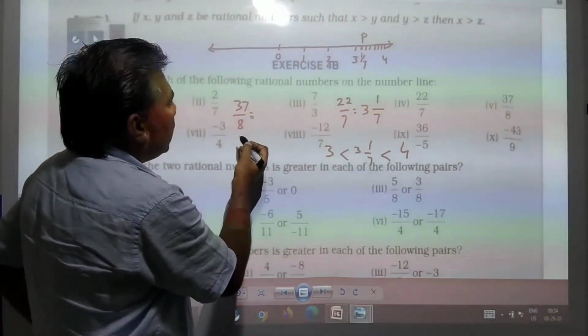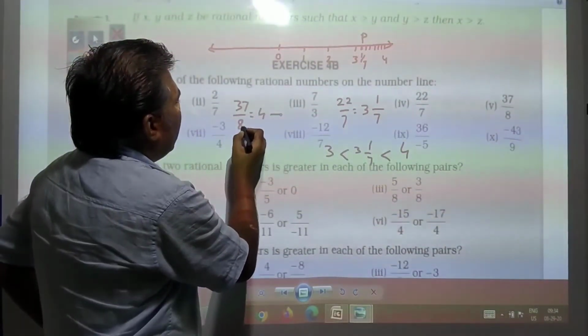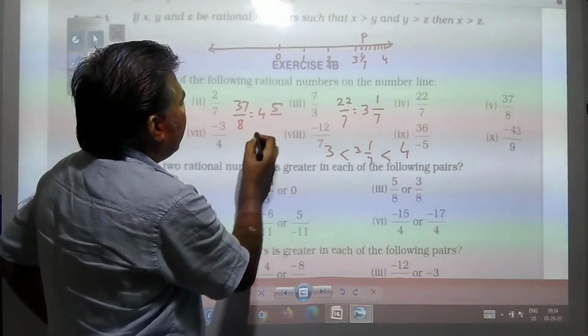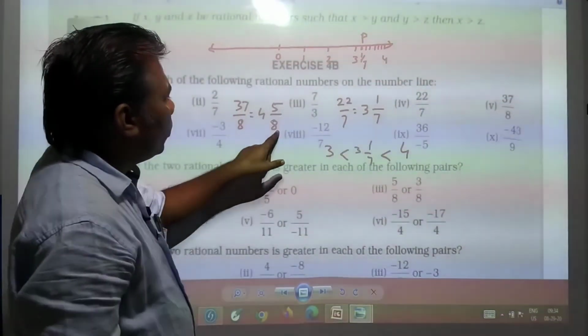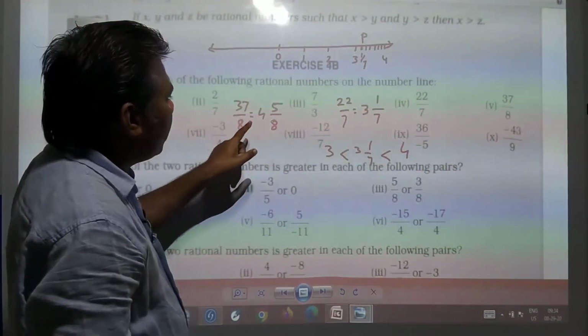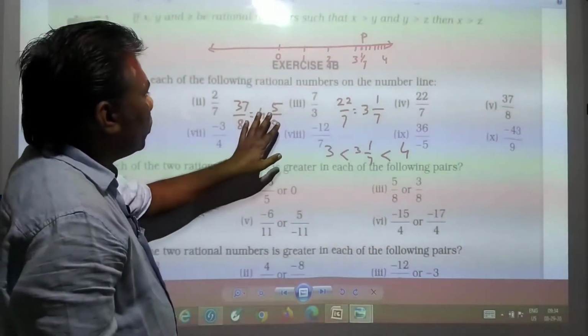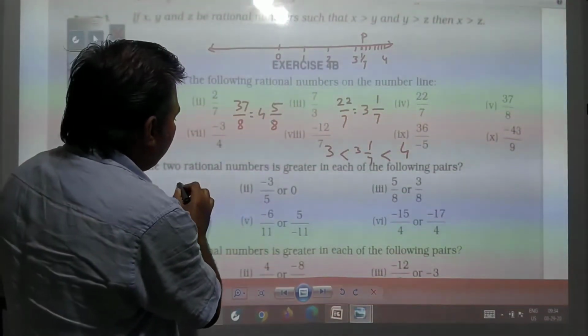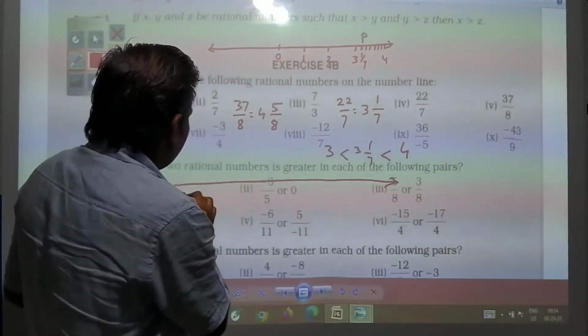8 4s are 32, and 5 by 8. 8 4s are 32 plus 5, 37 by 8 you have. So the same thing is required to be done. You need to make a number line like this.